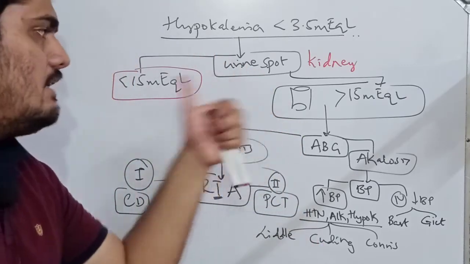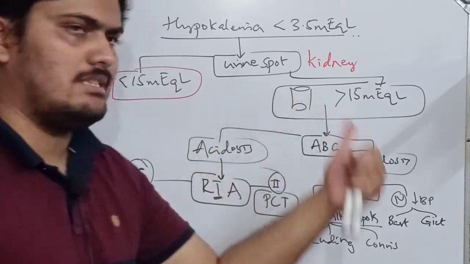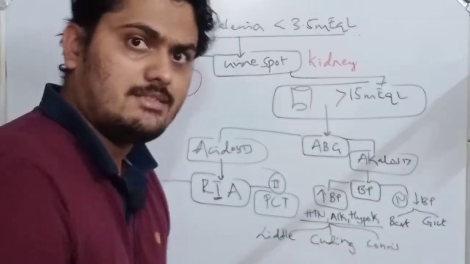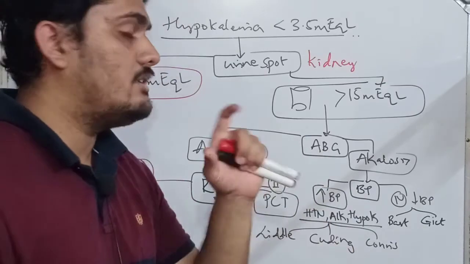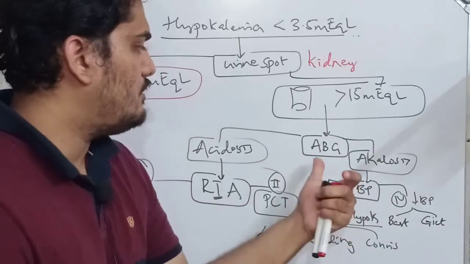The next step is assessment of urine spot potassium levels. This is done to assess the status of the kidneys. What if the kidneys are throwing out an excess amount of potassium? So in that, we came to know that the tubules of the kidneys are completely abnormal. So the next step is assessment of the ABG.